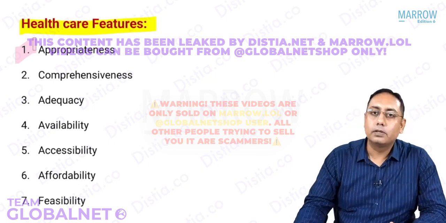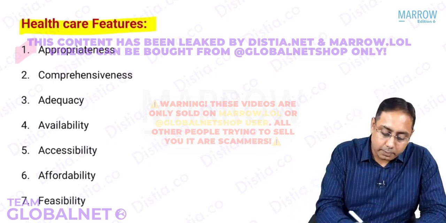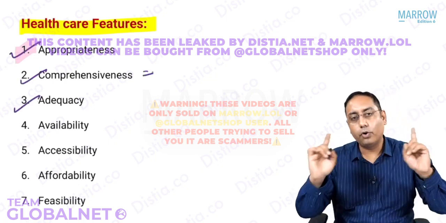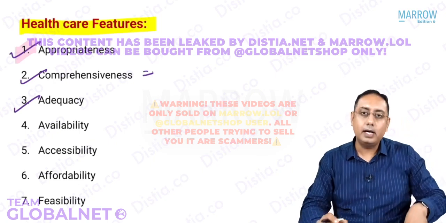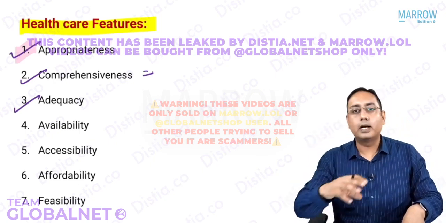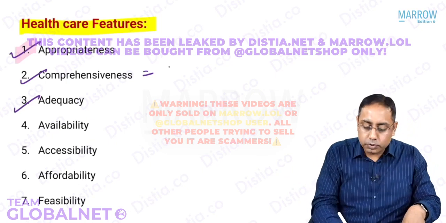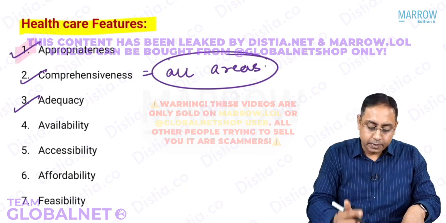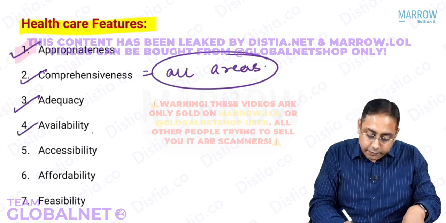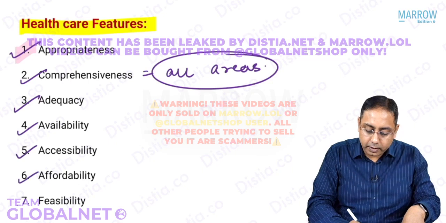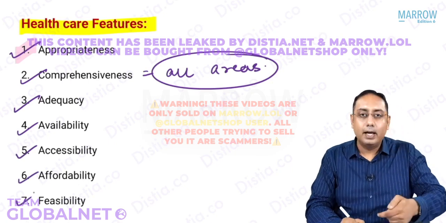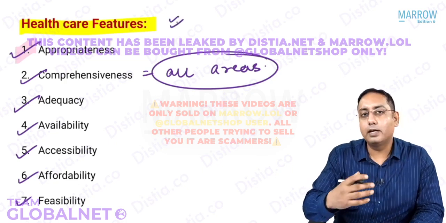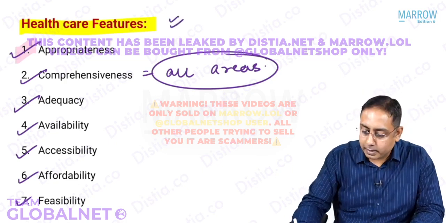So healthcare features: the healthcare system of your country should be appropriate, comprehensive, adequate. Comprehensive means it should include all the areas: the mother, the child, the adolescent, the food that they eat, the work that they do. So all areas should be touched upon comprehensively. Adequate, it should be adequate. Available to everyone, accessible to everyone, affordable. There should not be too much money, and it should be feasible for the country. So these are your 7 elements of the healthcare system that we want to establish.